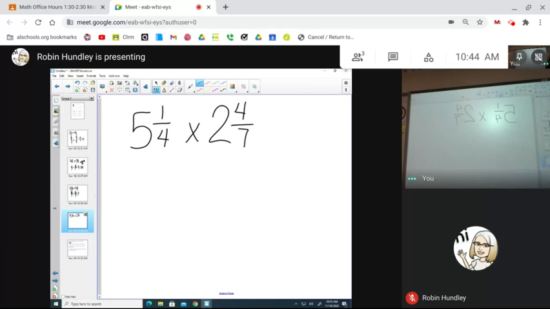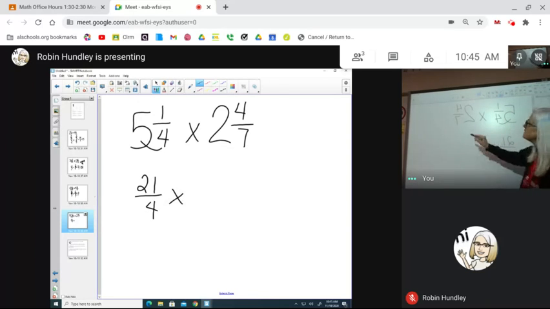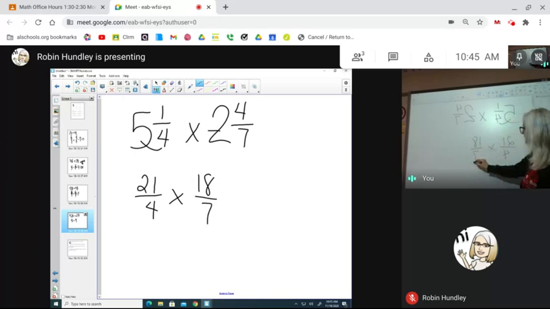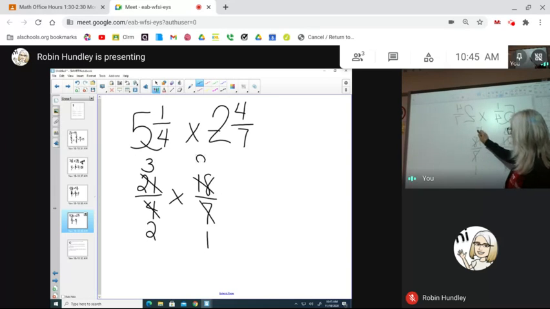Number 4 says 5 and 1/4 times 2 and 4/7. 4 times 5 is 20, plus 1 is 21/4. 7 times 2 is 14, plus another 4 would be 18/7. Looking diagonally, both of these numbers are divisible by 7. 21 divided by 7 is 3. 7 divided by 7 is 1. 4 and 18 are both divisible by 2. 4 divided by 2 is 2. 18 divided by 2 is 9.